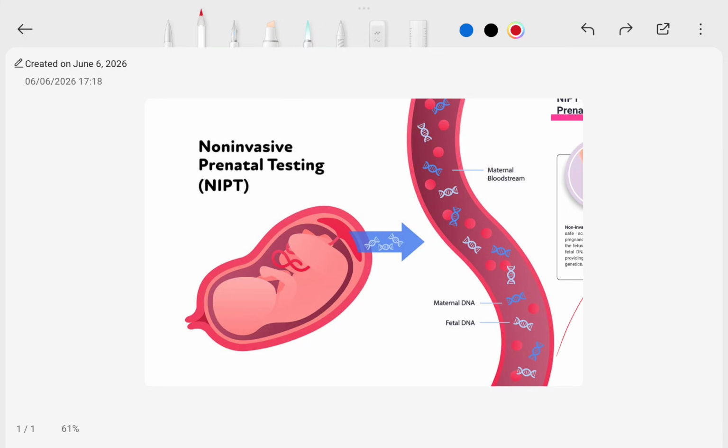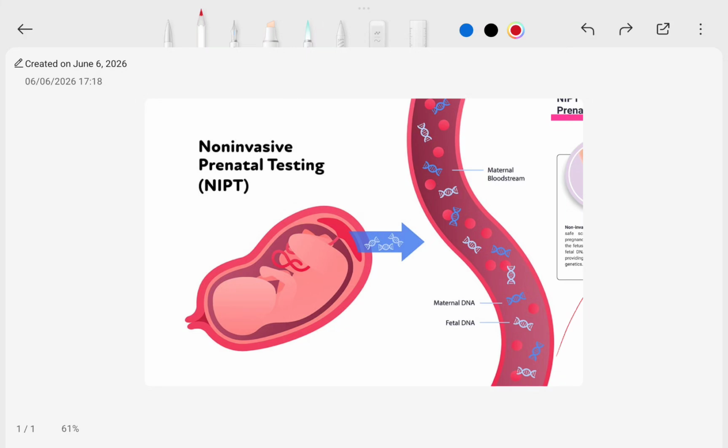So NIPT, also known as non-invasive prenatal testing, is a screening method in which we take around 10 ml of maternal blood. This maternal blood contains maternal cell-free DNA, which comes from the adipocytes, that is the fat cells, and the white blood cells, and the fetal cell-free DNA. This fetal cell-free DNA comes from the trophoblast or the placental sites into the maternal circulation.